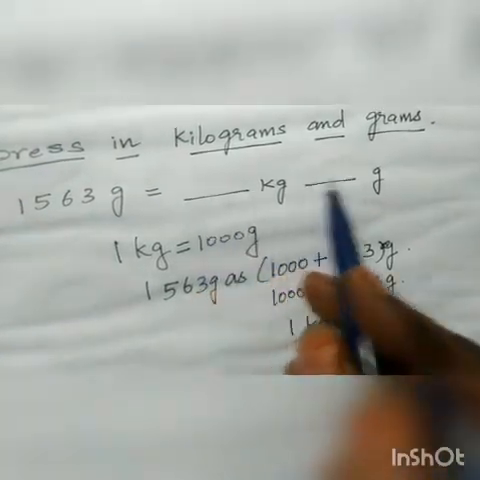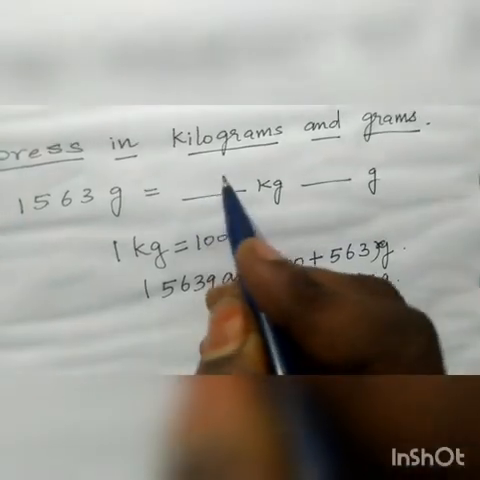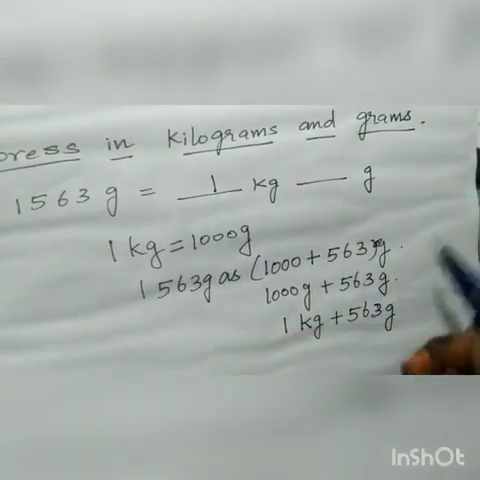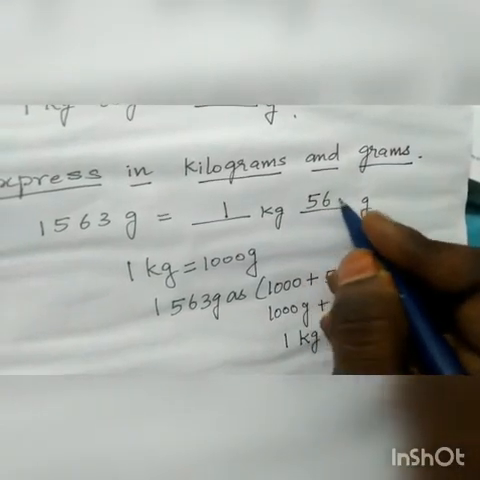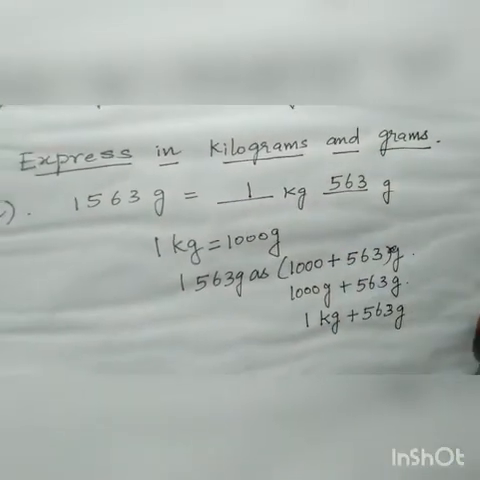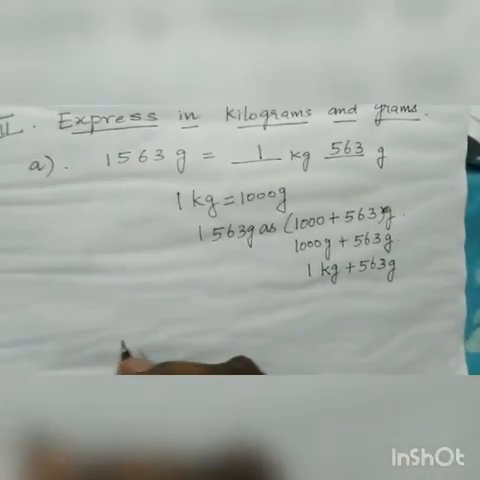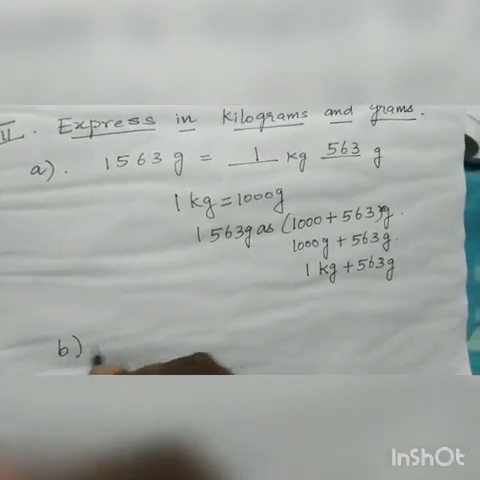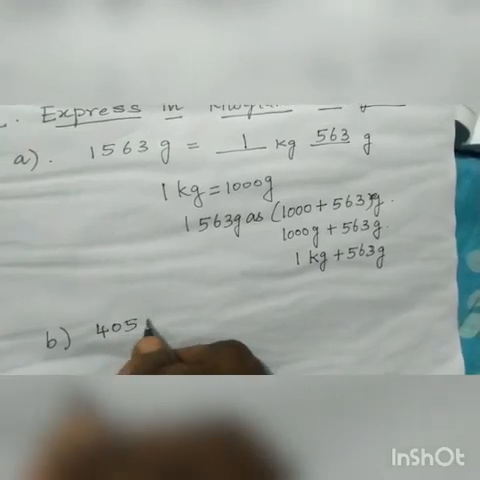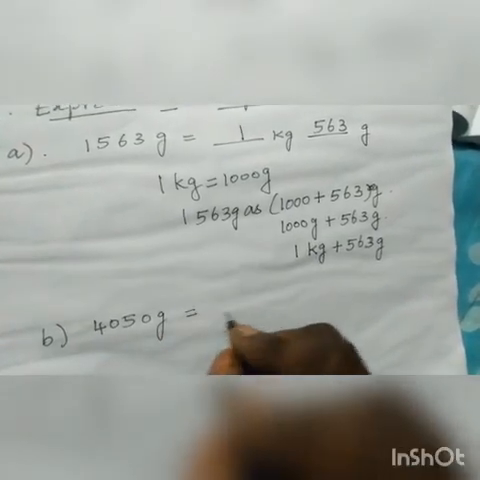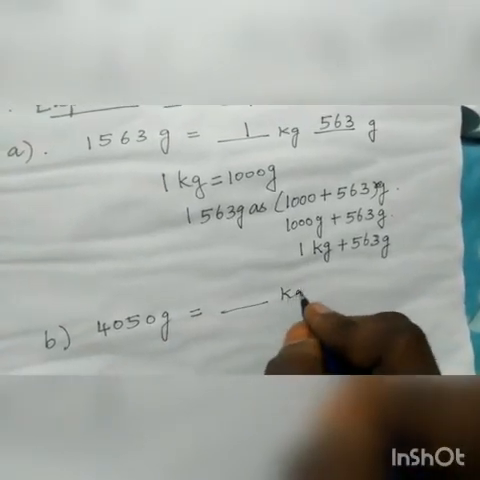So we have to write here the value of kg as 1 and the value of gram as 563. So hope you all understood how to do this. I will do one more problem for you. 4050 gram can be expressed as dash kg and dash gram.